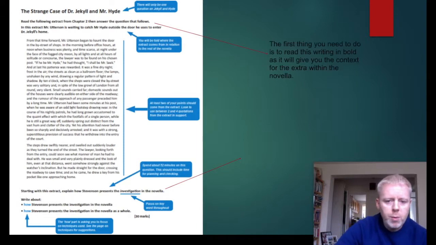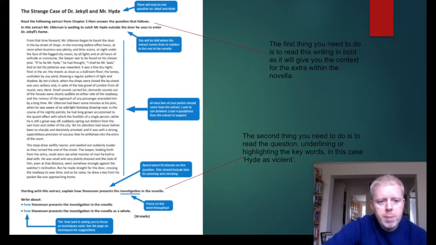So briefly, what does the question look like on the paper? Well, here's an example of one now, which is on the investigation. There's a couple of things that you should do before you start actually reading the extract. The first thing is to read the bold writing on top of the extract, because it gives you the context for where the extract falls within the actual wider novel. So in this case, it says, read the following extract from chapter 2, then answer the question that follows.